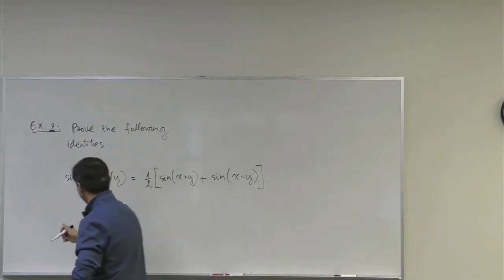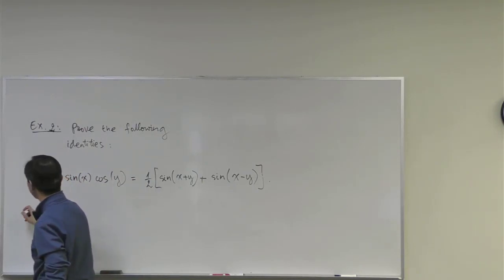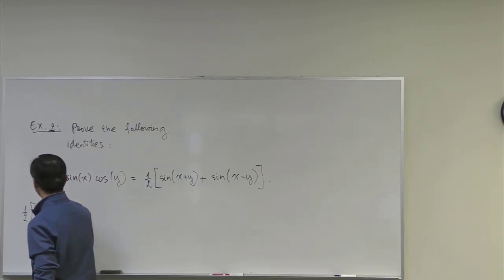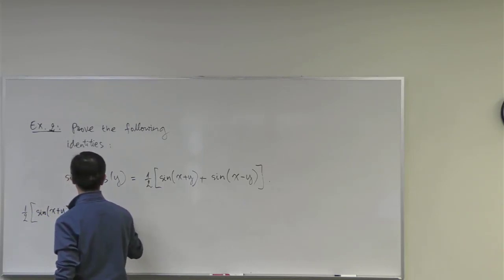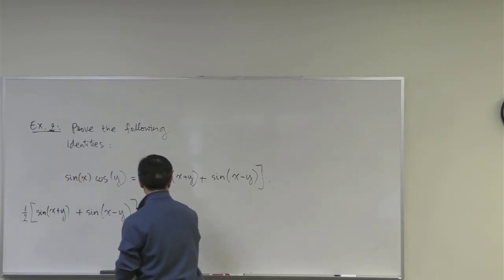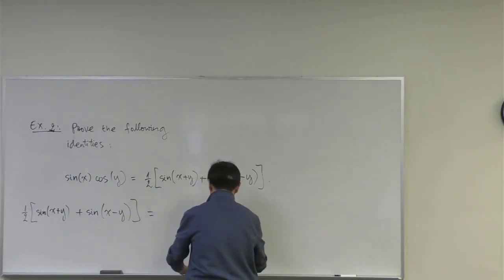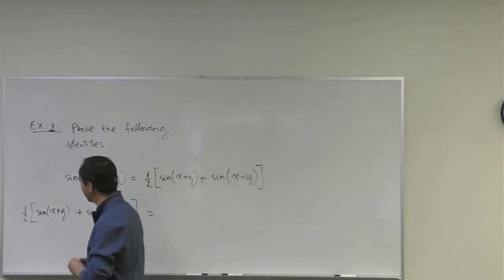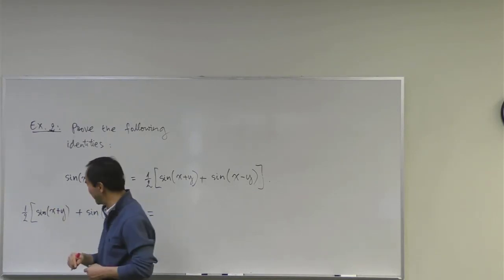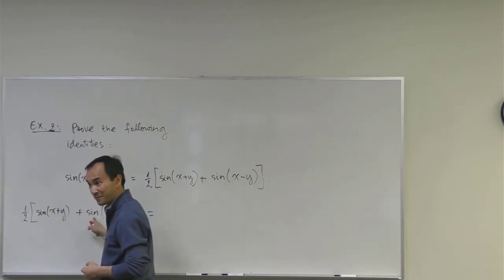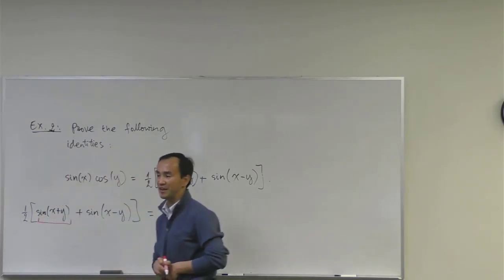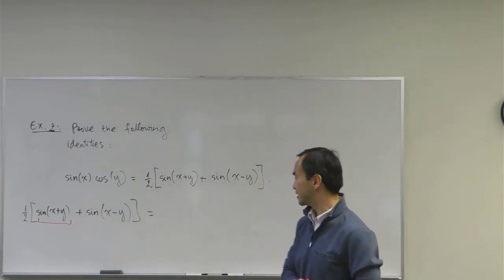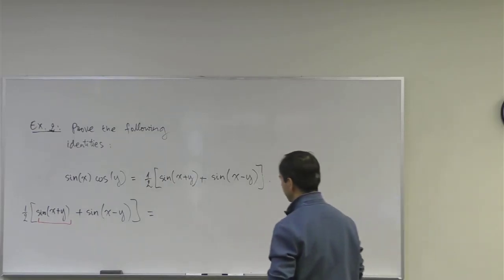So, starting out with the right-hand side, we're looking at one half, in square brackets, sine of x plus y plus sine of x minus y. What can that equal to? The reason we didn't learn about this identity until now is because we just finished learning about the sine of a sum and sine of a difference, the sum and difference identities. So what can you say about this particular one that I have put in parentheses with a red underline?